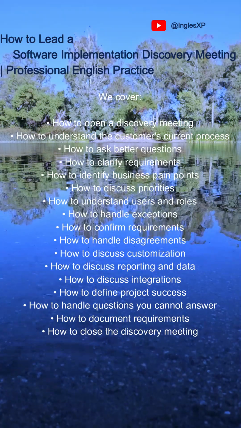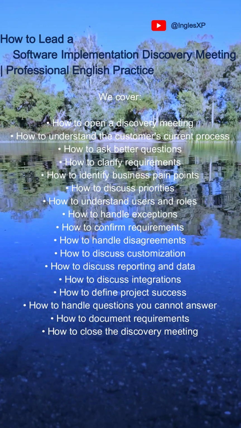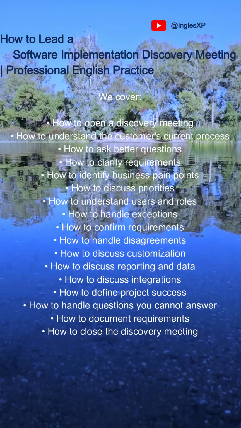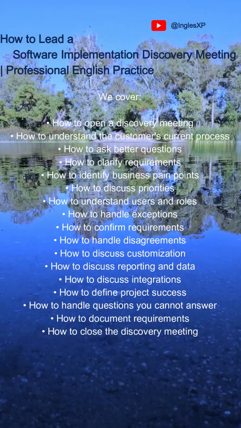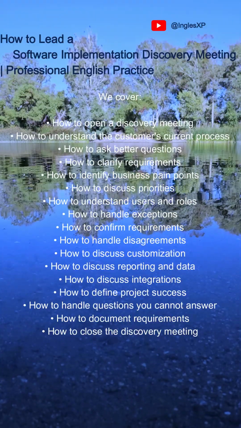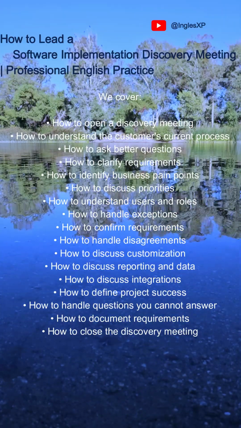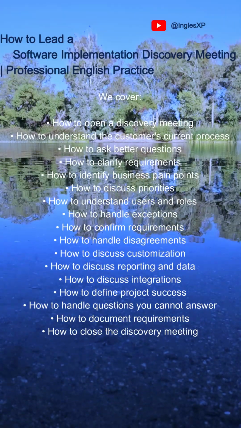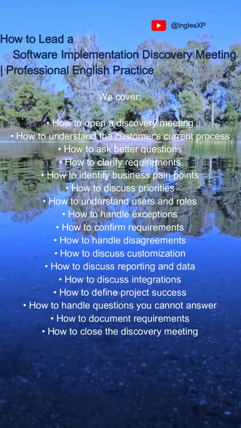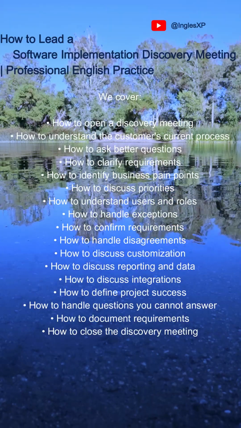Maybe the customer spends 10 hours every week correcting duplicate information. That is much more important than simply saying, the customer wants automation. The business problem is the time and errors caused by duplicate data entry. When you understand the pain point, you can later connect the proposed solution to a real business benefit.